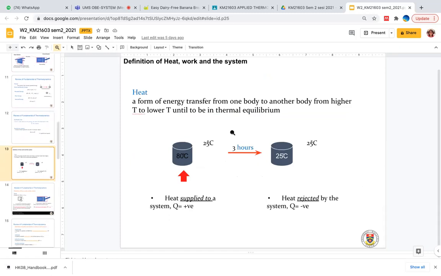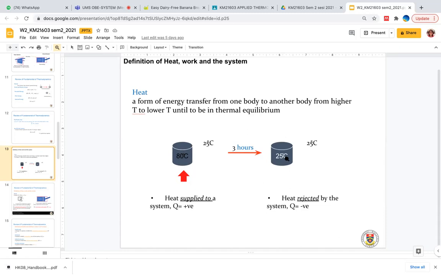Heat, a form of energy transfer from one body to another, from higher temperature to lower temperature until they are in thermal equilibrium. So I would like to share this because I'm sure some of you might be confused about when the condition is positive or negative. Imagine this is a system. If you try to supply heat, you try to heat it up. We are giving heat, supplying the heat to the system. So this system gains heat. So that's what is positive.